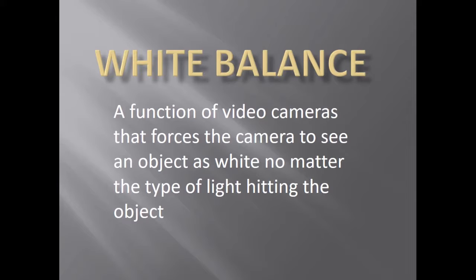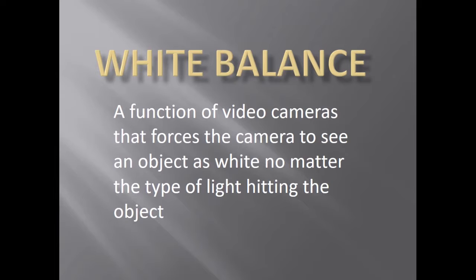Again, we have another slide here with a quick review for you of a vocabulary word you should already know, and that is white balance. White balance, as we have previously learned, is a function of cameras that forces the camera to see an object as white, no matter what type of light is hitting this object. This is important because we don't want our videos to have a bluish or an orangish tint as we record our video. We want them to be white. We want all of our colors to be appropriate and look the way they do to our eyes.